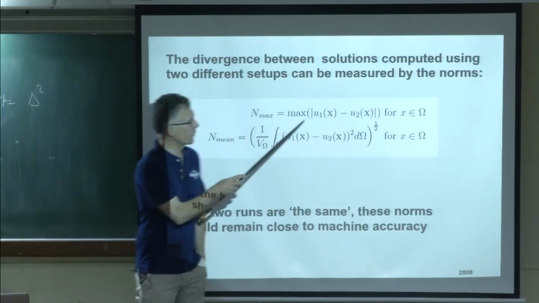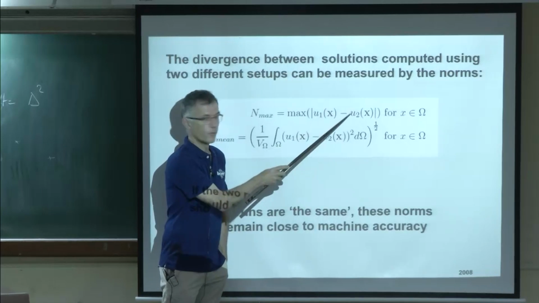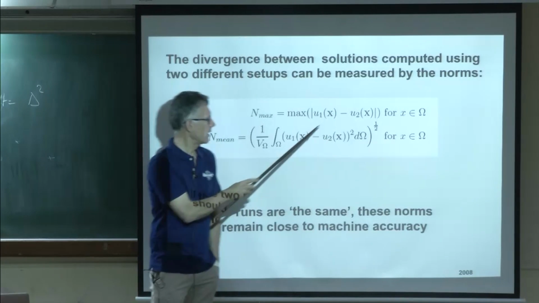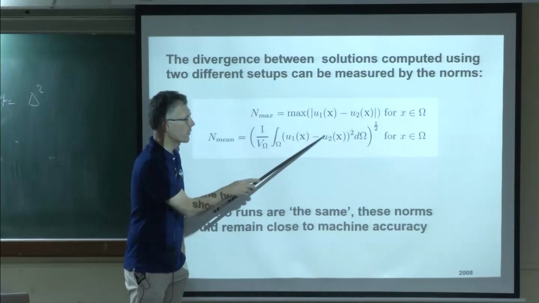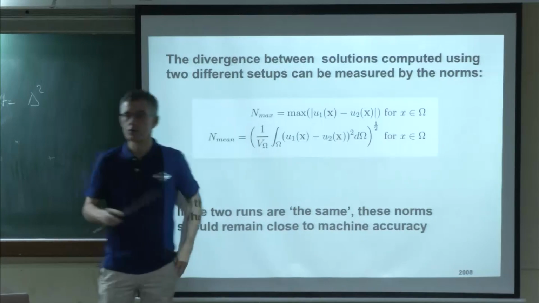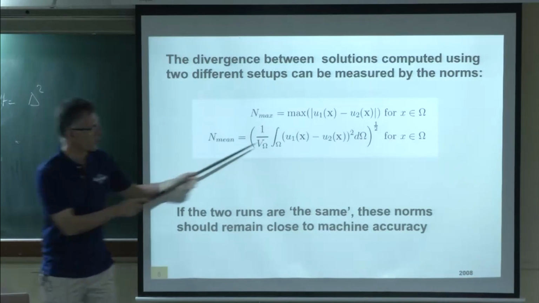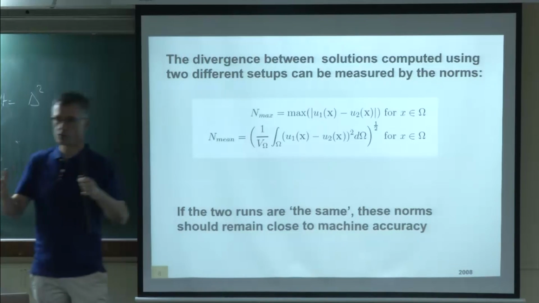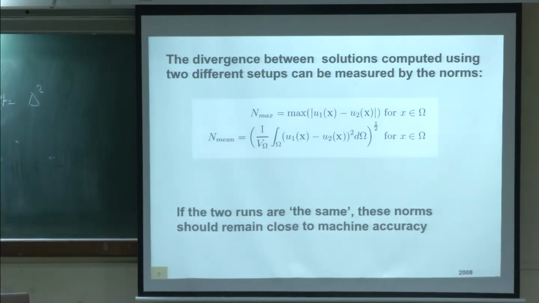One norm is the difference of the two fields, the maximum of that, and then you can also look at the average differences between the two fields. So U1 is the first simulation, and U2 is the second simulation. These simulations start exactly at the same point. The problem is how far do they go away from each other?